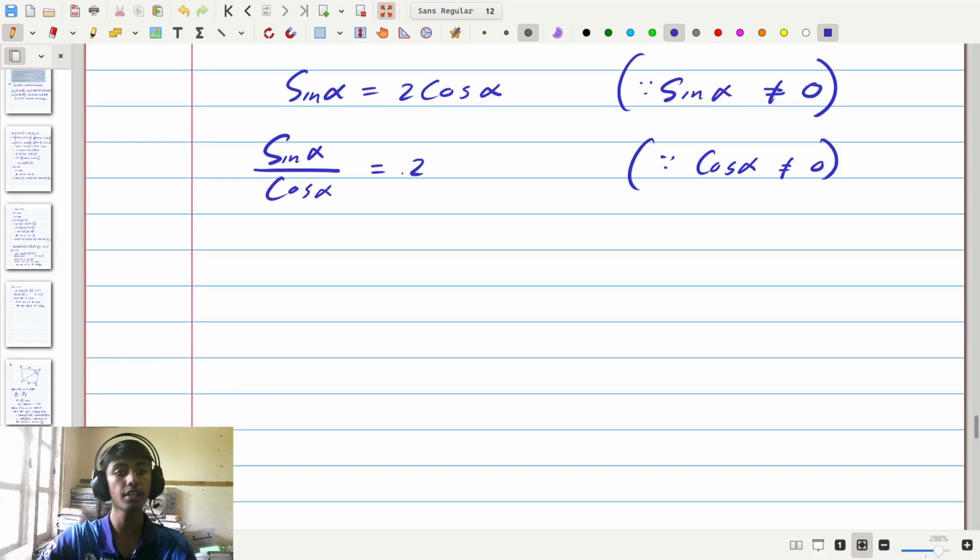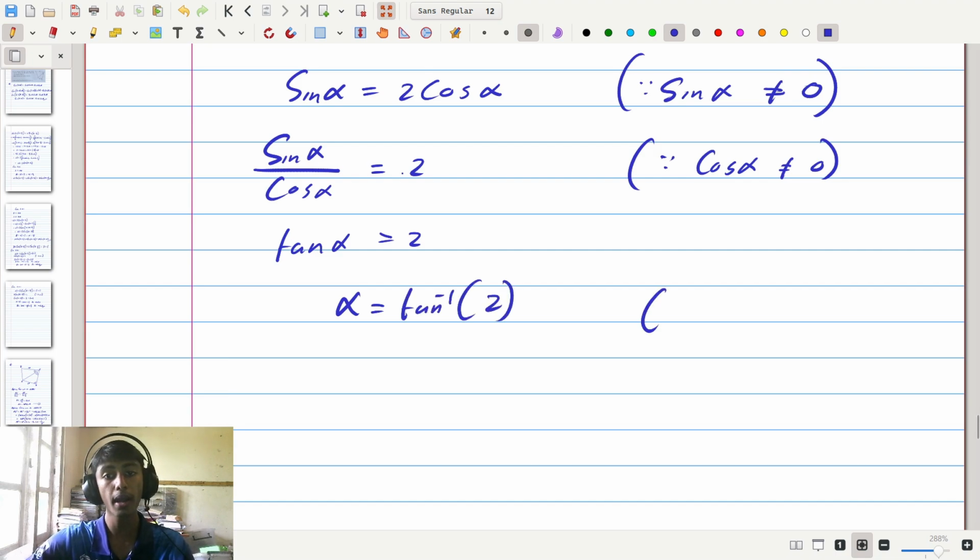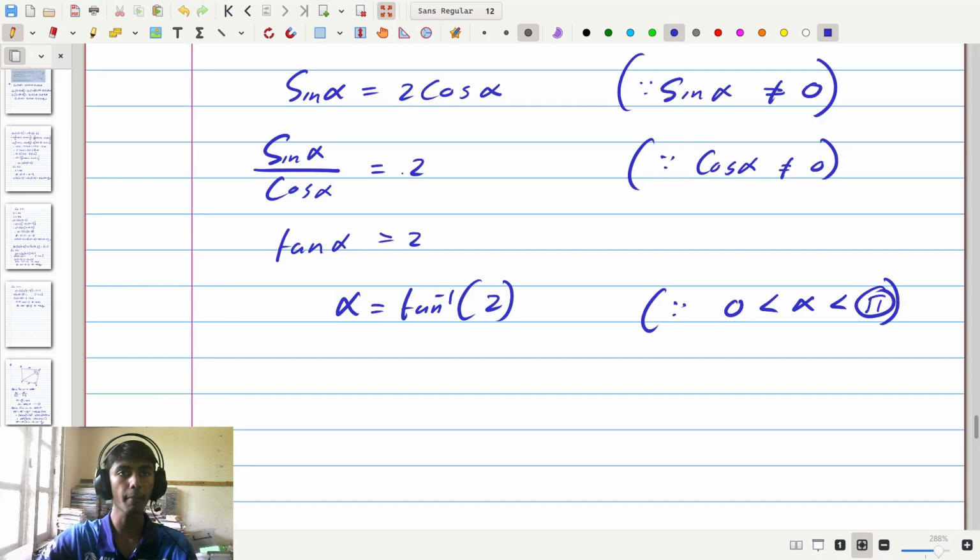And now we can see therefore tan of alpha, since sine alpha divided by cos alpha is tan of alpha, is equal to 2, and hence alpha is equal to tan inverse 2. We need to say here that alpha is between 0 and pi radians. Actually saying 2 pi would be invalid, I need to say pi, because since alpha is an angle inside of a triangle, it must be between 0 and pi radians, and therefore if we have tan alpha equal to 2, then alpha must be equal to tan inverse of 2.